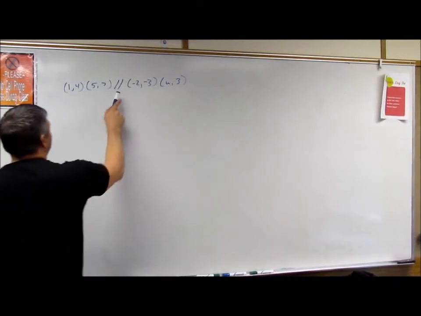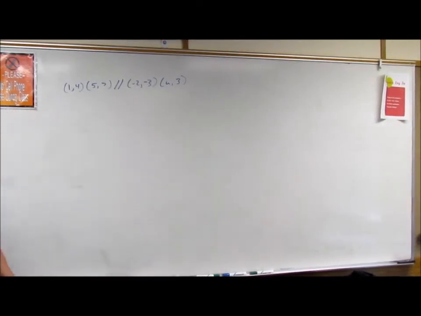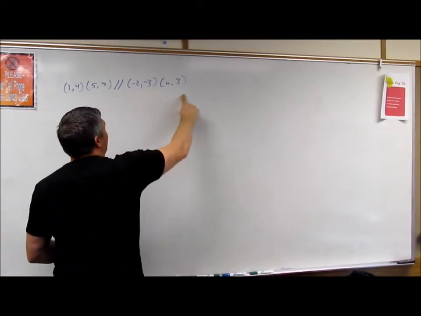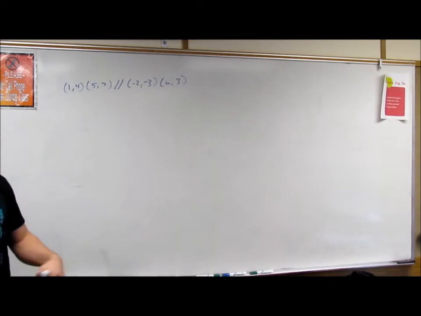Parallel of these two lines. Now to find the lines, how many points do you need to create a line? Two. So two points make a line. Now I don't know if they're positive or negative or anything yet.